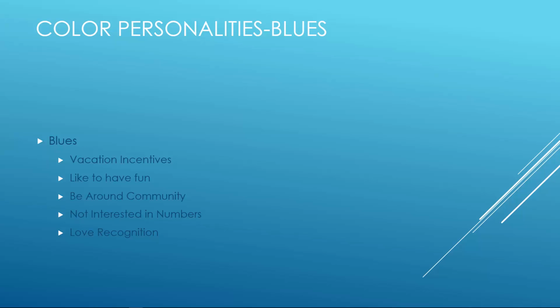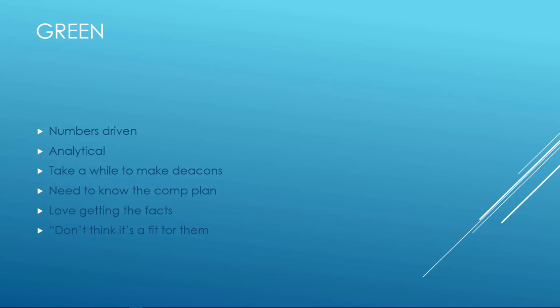Blues. Okay, blues, they like to have fun. This is where they're at. They like vacations. They like to be around community. They're not interested in numbers, and they definitely love recognition. Greens are number driven. They're analytical. They take a while to make decisions. Need to know the comp plan. They love getting the facts.